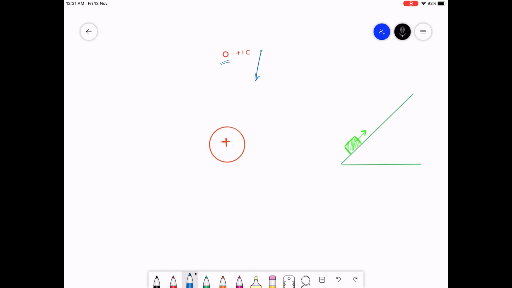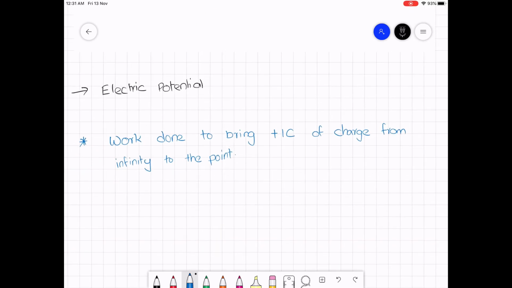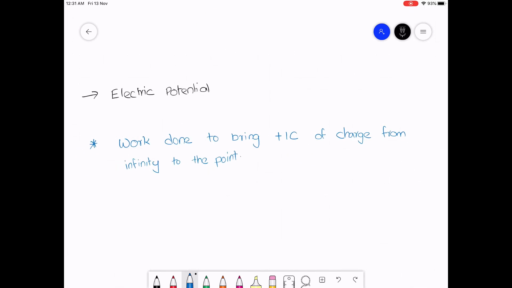Now, just a final note, I'm just saying the definition. Electric potential is just the work done to bring a positive 1 coulomb of charge from infinity to the point. This point could be any point inside the field.